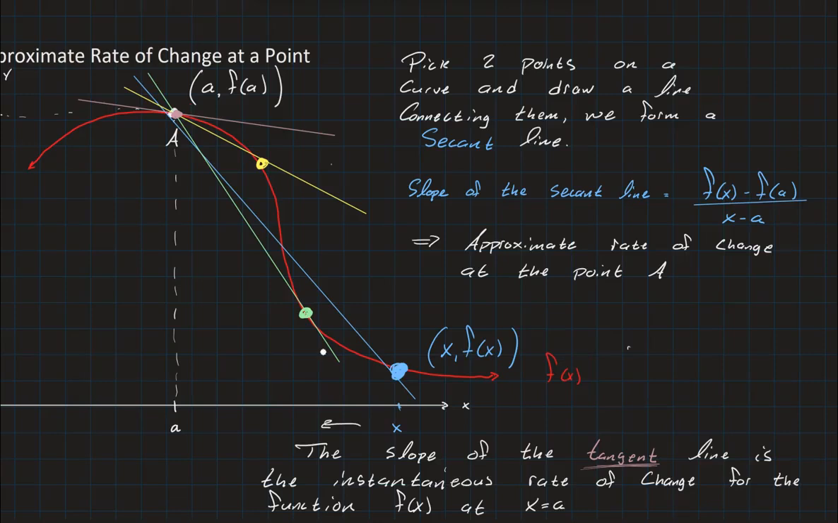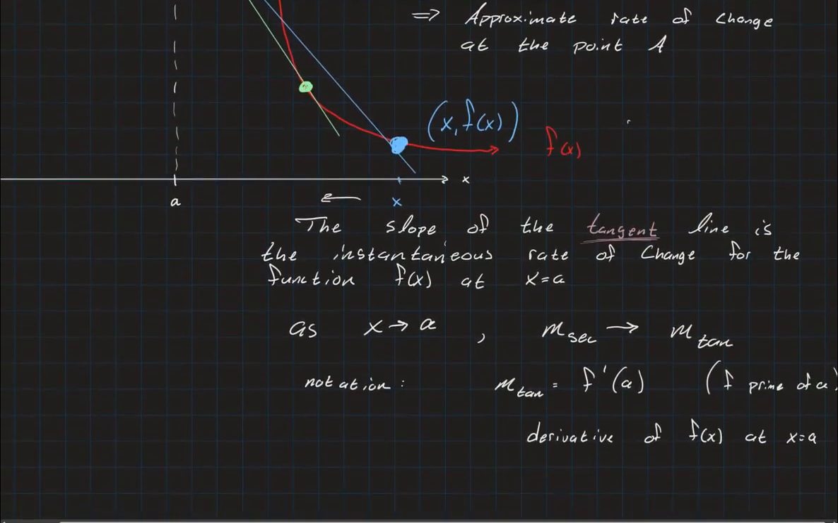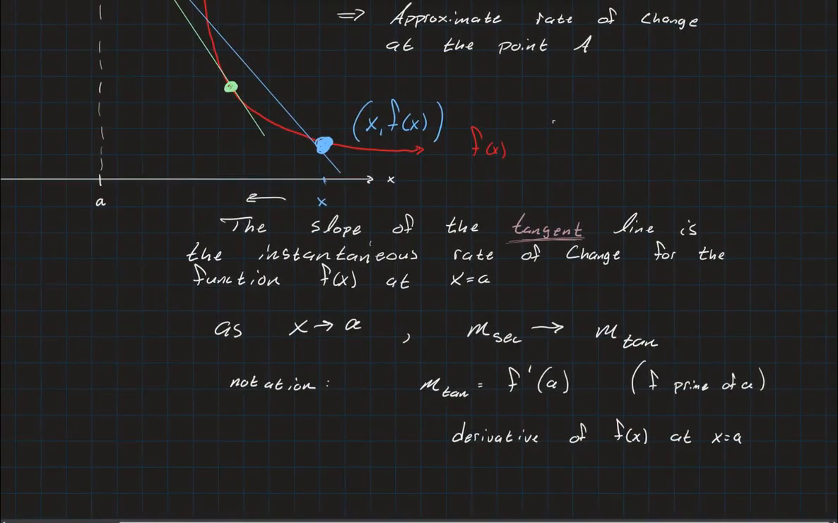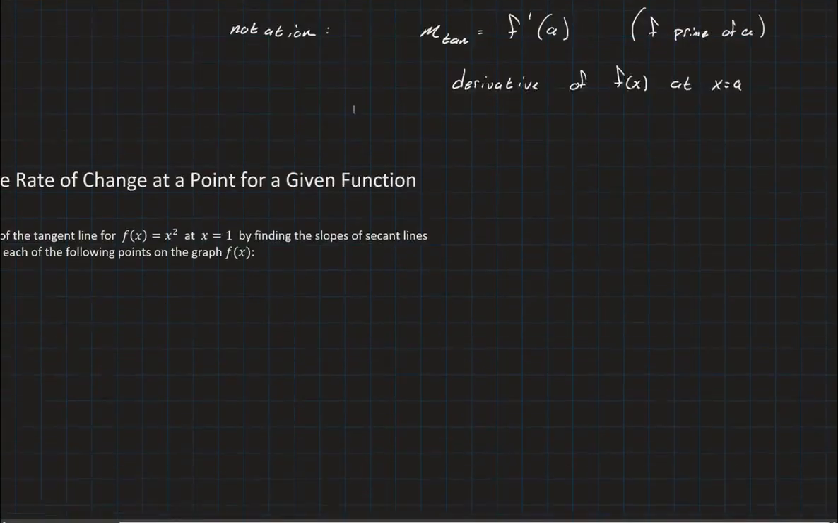If I take that point and I allow it to move closer to that point A, and in fact, when it gets towards infinitely close, when the distance between these two values is almost zero, I still technically have 2 points, so I can still technically find the slope of the line in between them. We call that the slope of the tangent line, and we call that the instantaneous rate of change at x, or for the function of x at the value a. In other words, as x approaches a, the slope of the secant line approaches the slope of the tangent line, and we call that f prime of a.